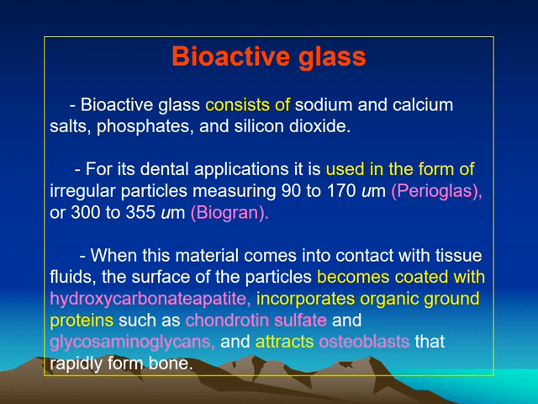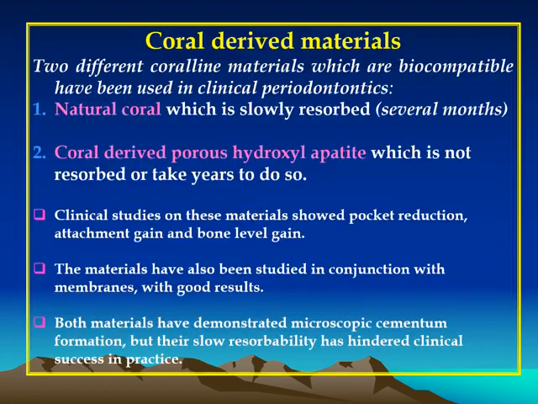When this material comes into contact with tissue fluids, the surface of the particles becomes coated with hydroxycarbonate apatite, incorporates organic ground proteins such as chondroitin sulfate and glycosaminoglycans, and attracts osteoblasts that rapidly form bone.